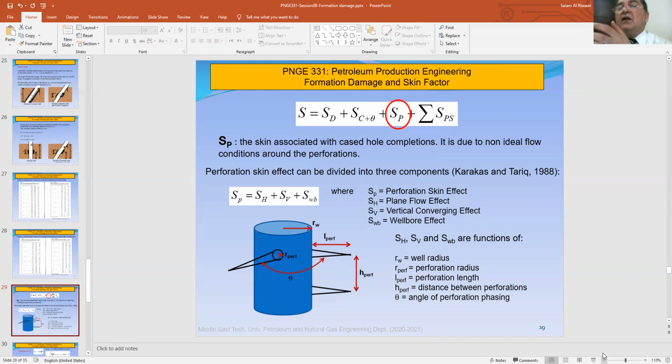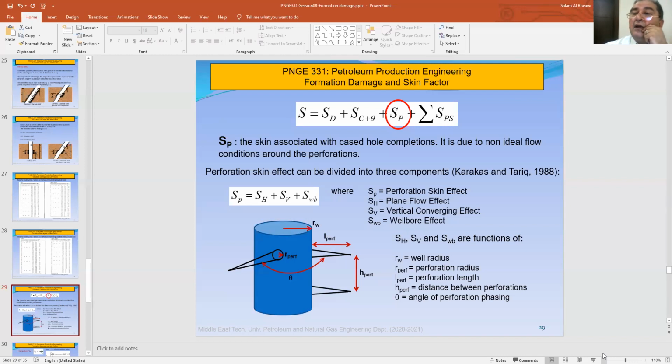Okay. Now, it has been found that the skin factor caused by the perforations comes from three types of damage. The first one is called the plane flow effect, S sub H, plane flow effect. The second one is called vertical convergence effect. The third one is the wellbore effect, S sub WB. See what I'm saying? Now, for the plane flow effect, we are talking about the horizontal flow from the porous media to the perforation, moving from the porous media to the perforations. This is the first one.